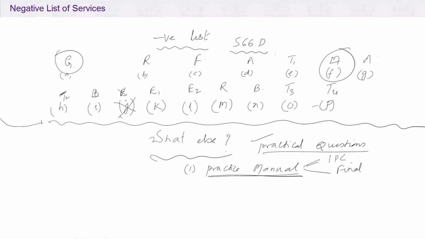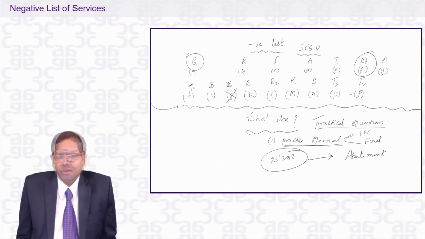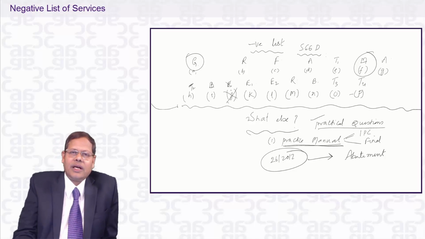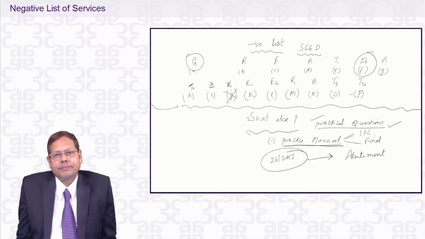Then you have to go to notification number 26/2012. That is about partial exemption, the abatement scheme. You have to learn them, you have to practice, whichever way you do. That way you will be consolidating your knowledge. First master the negative list part with mega exemption, including practical questions.